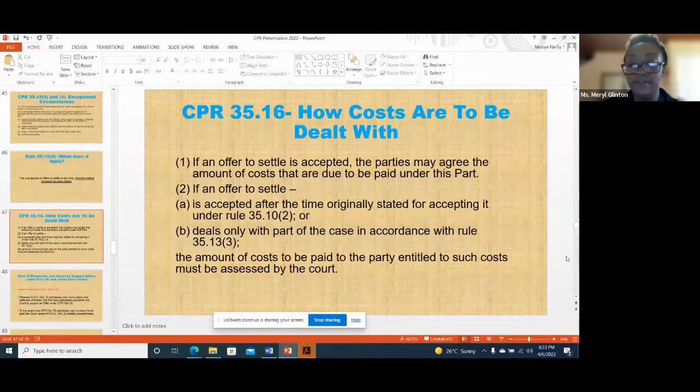And lastly, for this part, 35.16 deals with the amount of costs which might be determined to be payable. So if an offer is accepted, the parties are, of course, able to agree to whatever amount of costs they think is appropriate. But if an offer is accepted after the time period indicated for acceptance, or if that acceptance relates only to part of the claim, then those costs must be assessed by the court. And that is the end of part 35, which I know is quite dense. So I will pause here.